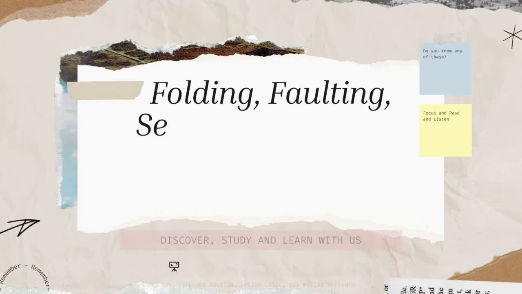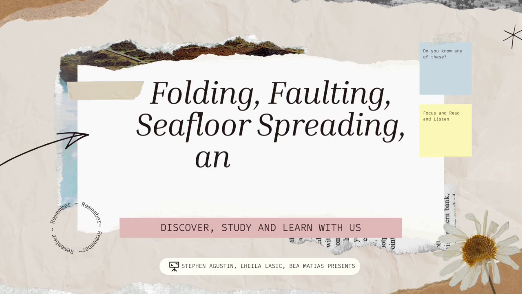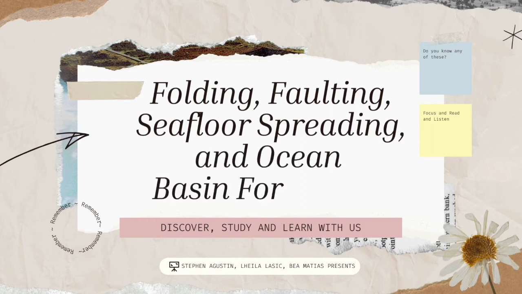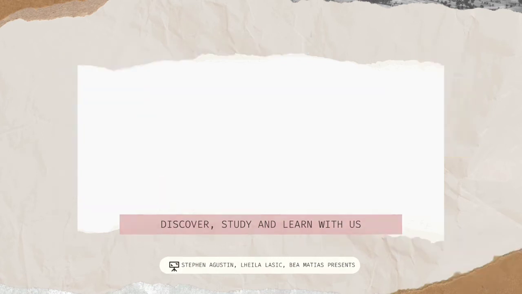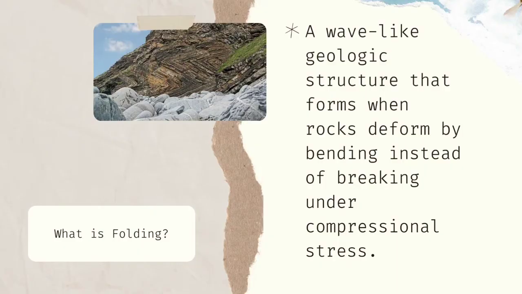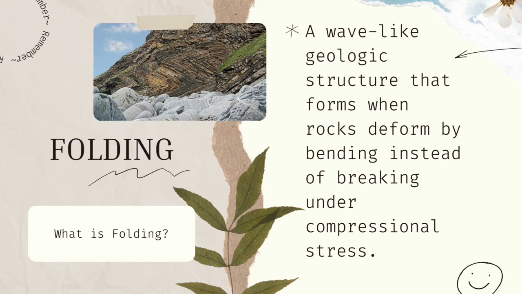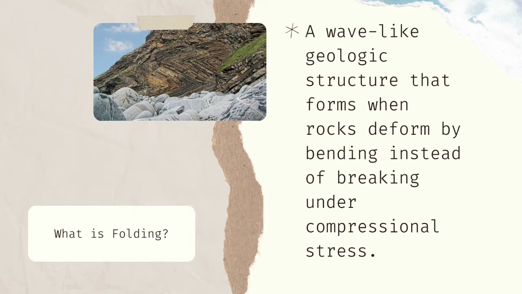Good day everyone. Today we are going to discover, learn, and understand folding, faulting, seafloor spreading, and ocean basin formation. First, we are going to tackle folding. It is a wave-like geologic structure that forms when rocks deform by bending instead of breaking under compressional stress. Or in more easy understanding, it is formed by layers or beds of rocks being bent or folded.